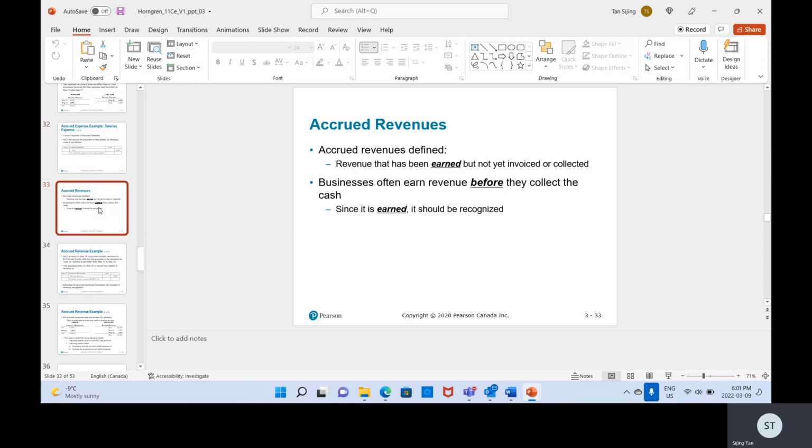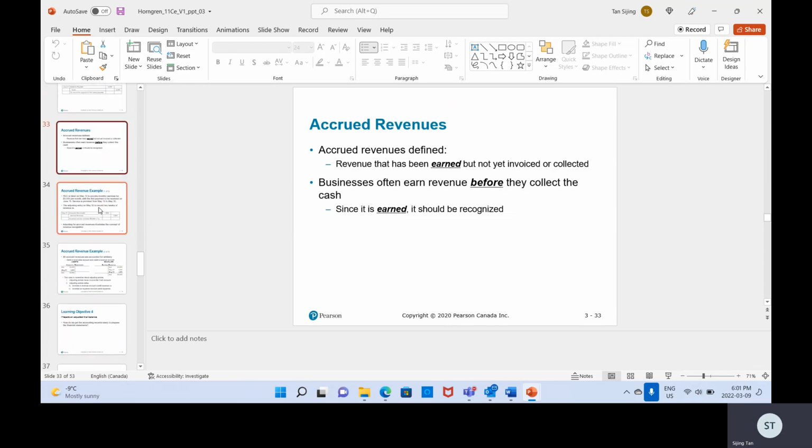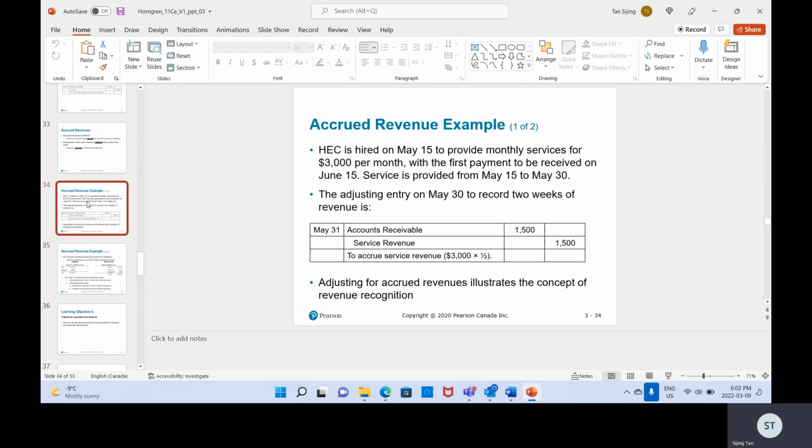Oh, I still have one more, accrued revenue. Sorry. Accrued revenue is defined as revenue that has been earned but not yet invoiced or collected. Because it's earned already, we need to recognize it. Let's see an example. HEC was hired on May 15th to provide monthly service for $3,000 per month, with the first payment to be received on June 15th. Service is provided from May 15th to May 30th. Now the adjusting entry on May 30th records those two weeks of revenue. We debit accounts receivable and credit service revenue.